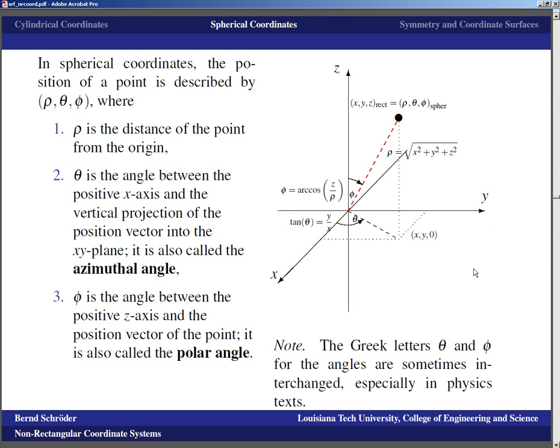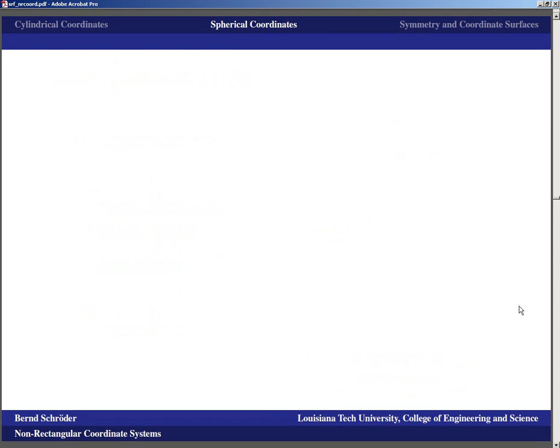The representations are equivalent, and we should note here the Greek letters theta and phi for the angles are sometimes interchanged, and that again is especially the case in physics texts. And so again, when you read a text that uses spherical coordinates, make sure you are aware of the conventions of the author, whether theta and phi are as in this presentation, which is I think how it's typically done in calculus texts, or if theta and phi are indeed reversed from our point of view. Of course, from the physicist's point of view, our setup is the reversed one.